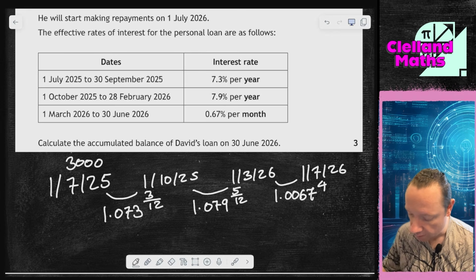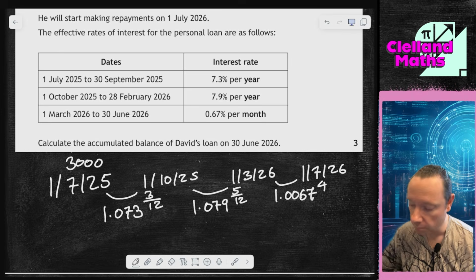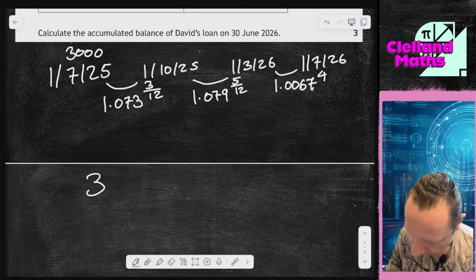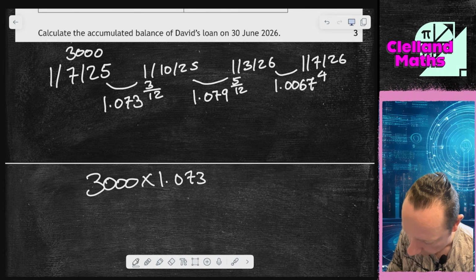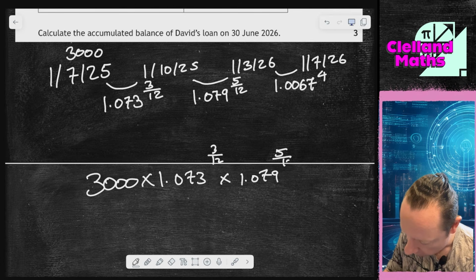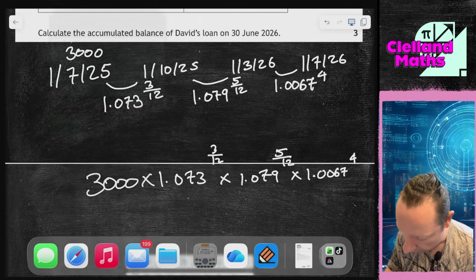So I've now set my timeline up. Since there's nothing else happening, I can just do a straight times and sum. So in the calculator, we're going to do 3,000 times 1.073 to the 3/12 times 1.079 to the 5/12 times 1.0067 to the 4. So let's get our calculator and work that out.